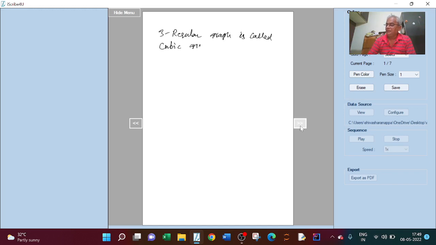Cubic graph: the degree of each vertex is equal to 3. We draw some examples here. We write 1, 2, 3, 4, 5, and 1, 2, 3, 4, 5. Okay, joining these vertices. So this is the three regular graph.